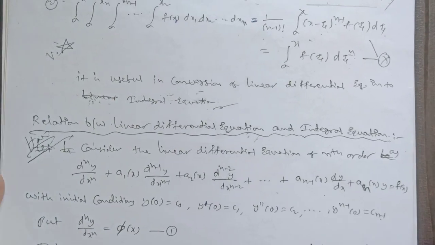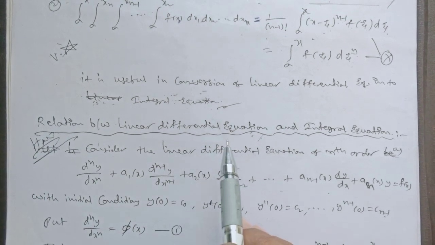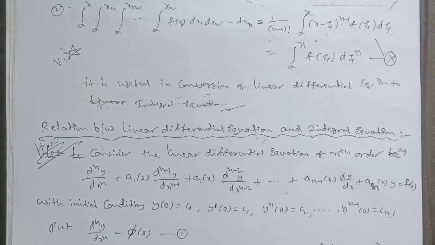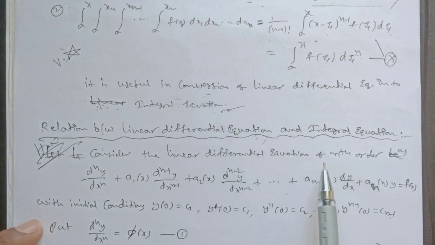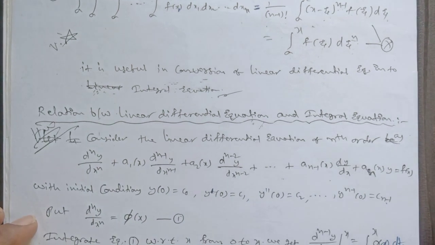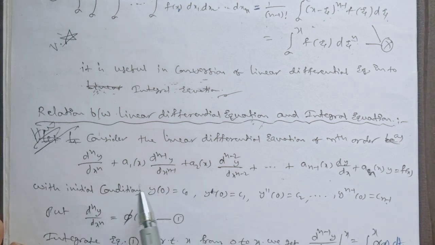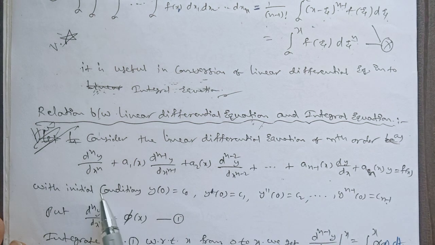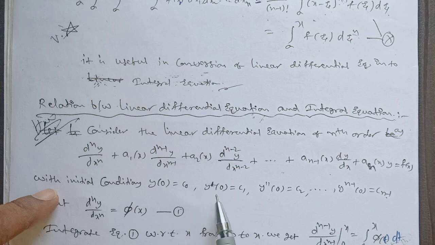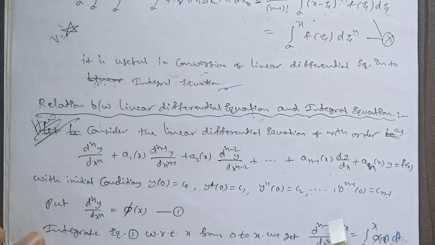Next, the relation between linear differential equation and integral equation. For example, consider the linear differential equation of nth order. We consider the linear nth order differential equation whose coefficients a1(x), a2(x), a3(x) are functions of x, with initial conditions y of 0 is equal to c0, its derivative at 0 is c1, double derivative is c2 and so on up to cn minus 1.